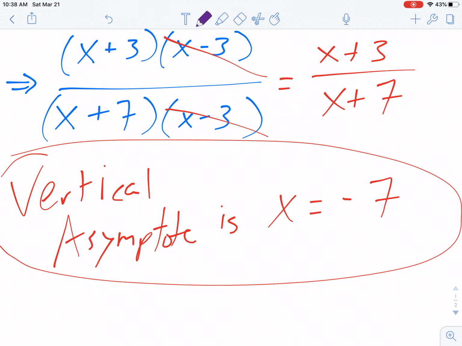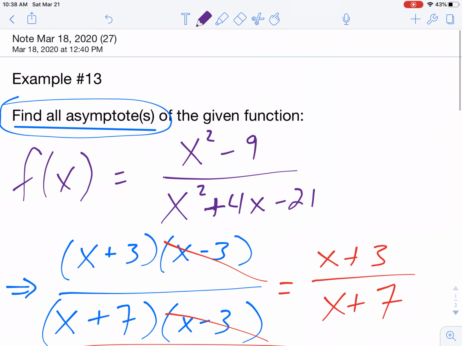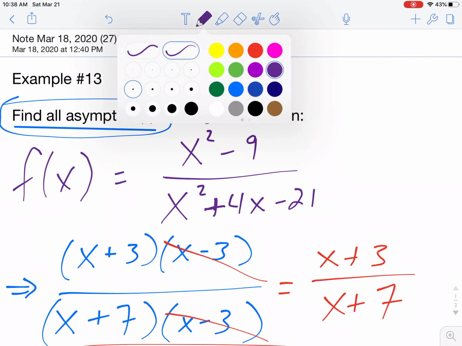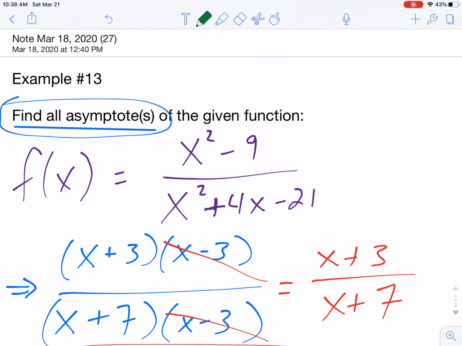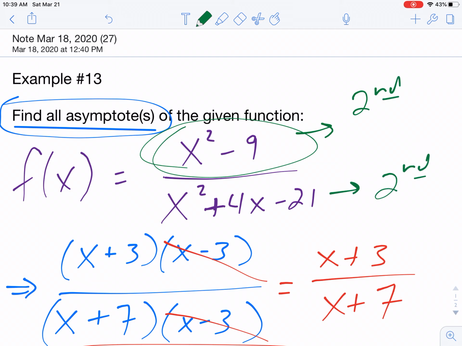The horizontal asymptote goes back to looking at degrees. So we're going to look at the degree of the numerator. The degree of the numerator is second degree. The degree of the denominator is also second degree. So this is going to fall into the first category, the first type of horizontal asymptote. And again, they're second degree just because of the exponents. Highest degree exponent gives you the degree of the polynomial.